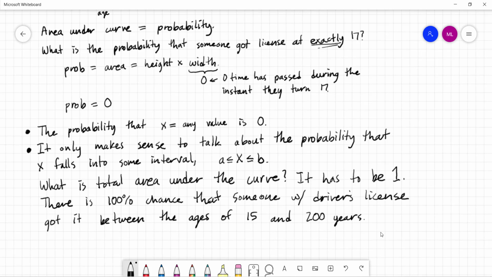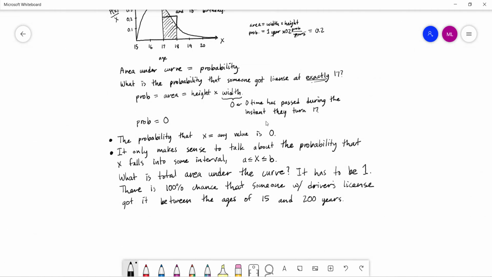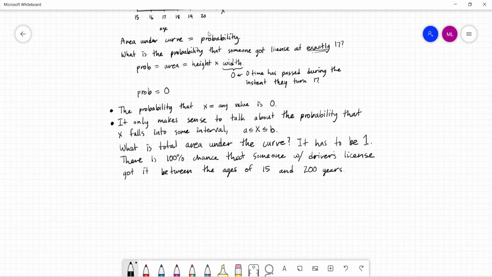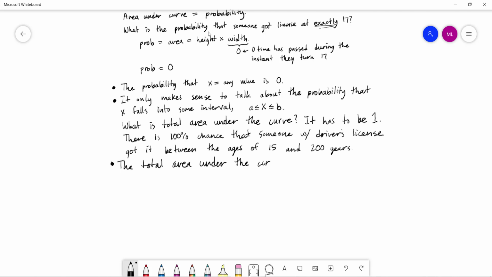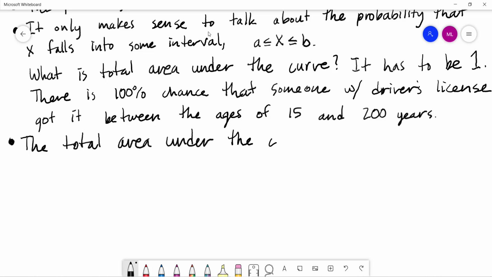We didn't specify how far to the right that graph goes, but at some point it becomes kind of irrelevant. We don't really care because there's so little being contributed to the area of that curve. So the probability has to be 1. So this is another important point, and I'll write it as a bullet point. The total area under the curve is 1.